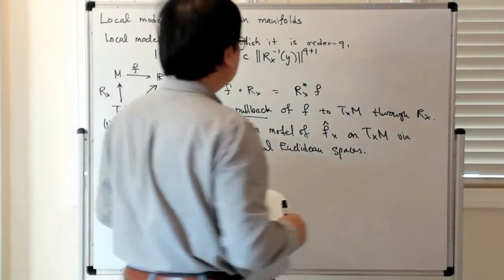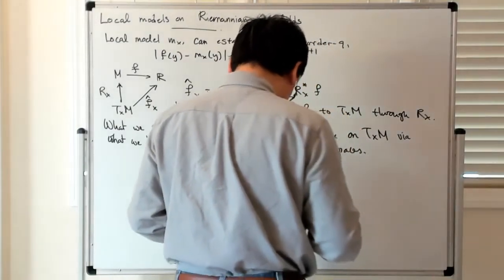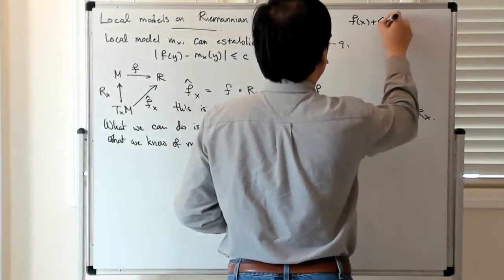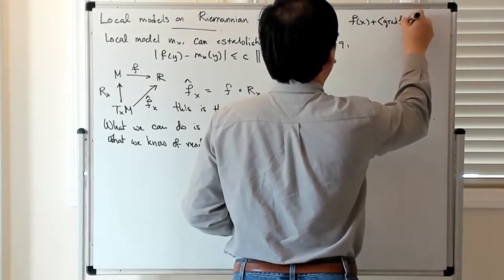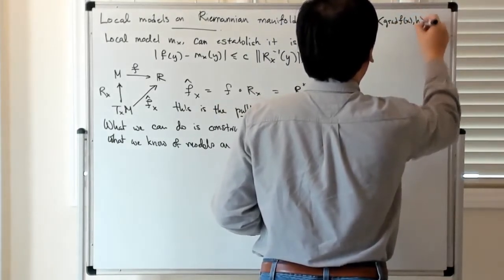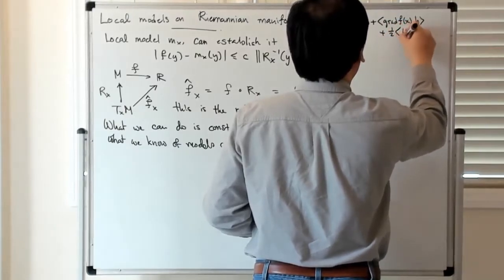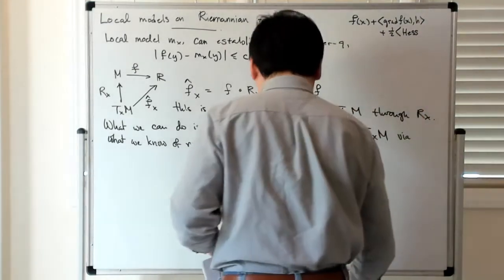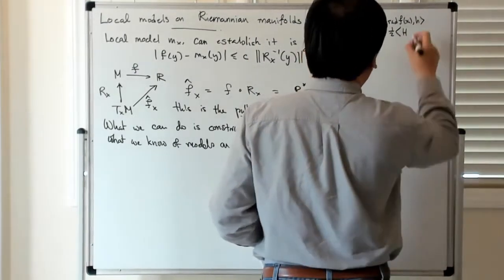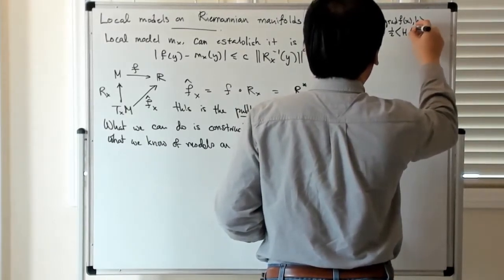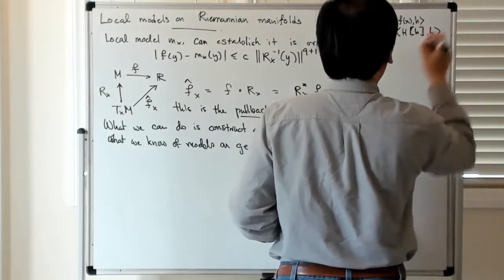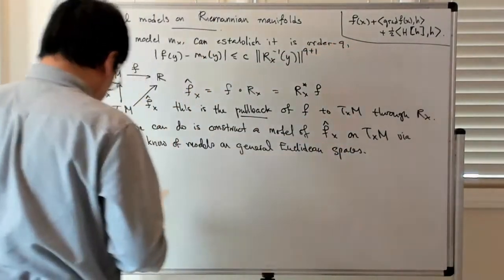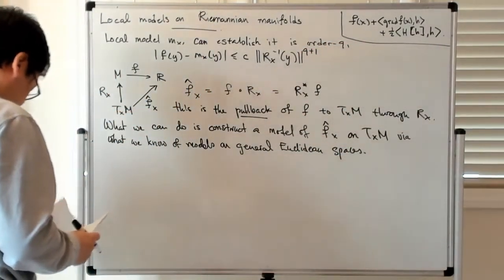Actually I had erased it, but let me write down what I had before. We had something like f of x plus the inner product between the gradient of f of x with h, plus 1/2 the Hessian, applied to h, h. So that's essentially what we can do here to f hat of x.